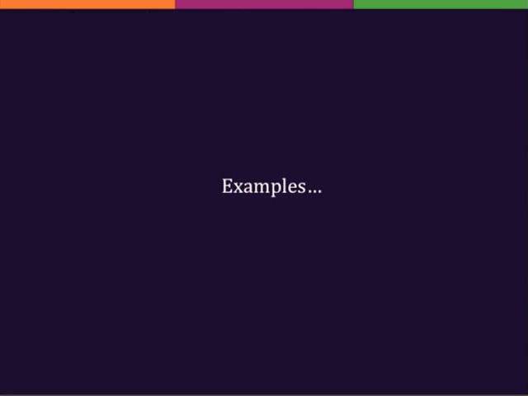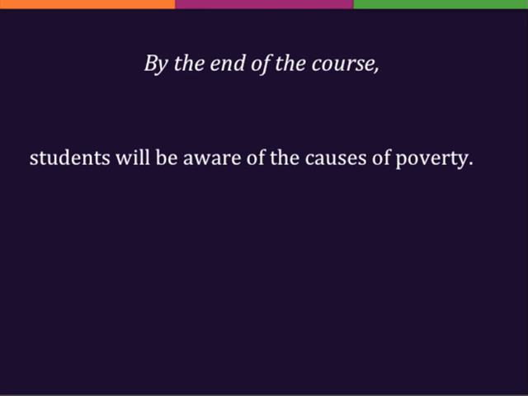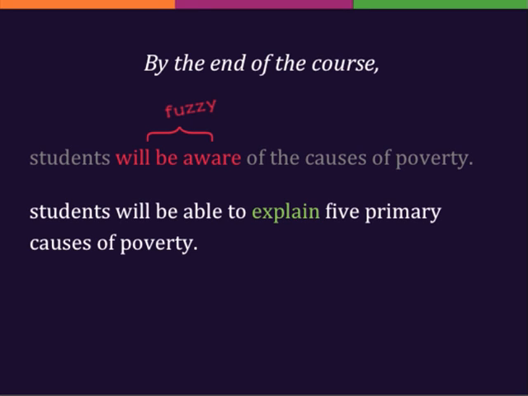Now let's take a look at a few learning objectives from some different courses and see how they're improved with revision. "Will be aware" is a fuzzy, vague, and difficult to measure phrase. A simple rewrite makes it more concrete. Being able to explain something indicates comprehension.